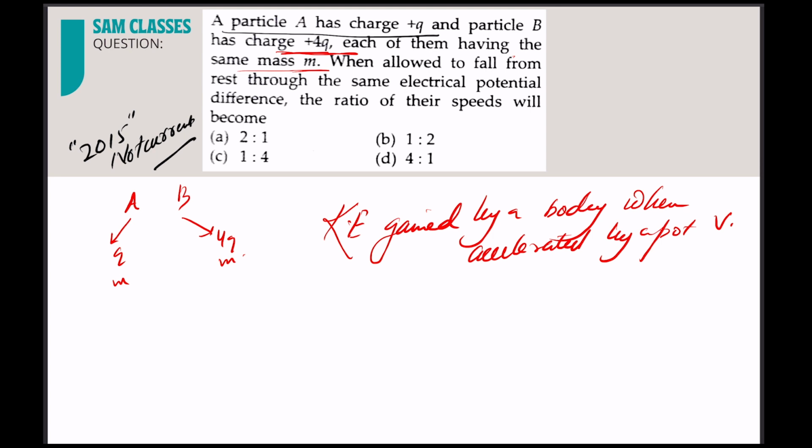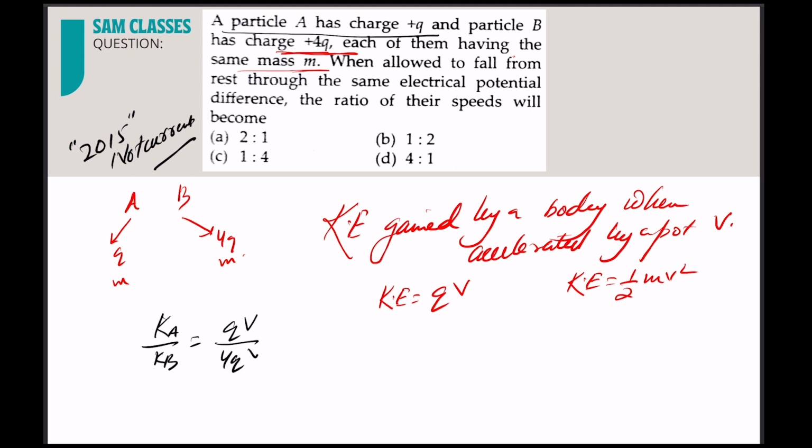Whenever you accelerate a body by a potential difference of V, the kinetic energy is given by qV, and we know the kinetic energy formula is half mv squared. So we know both these formulas. So you can say kinetic energy of A by kinetic energy of B is equal to QV by 4QV, because for the second one the charge is 4Q, and that is equal to half mass, which is the same, velocity of A squared by velocity of B squared.